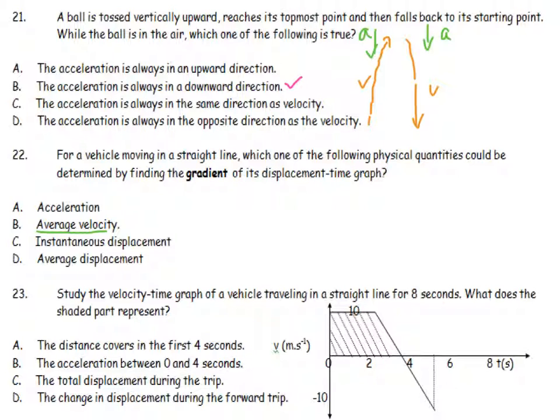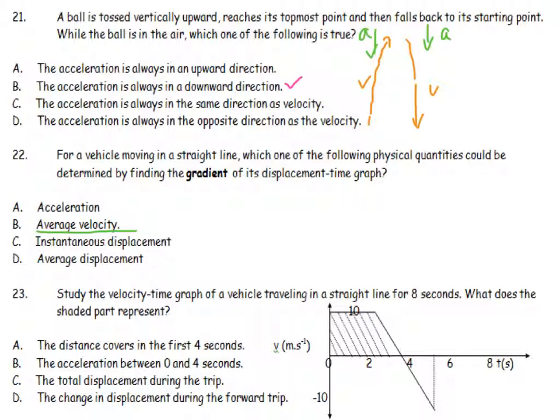And finally, study the velocity time graph of a vehicle traveling in a straight line for 8 seconds. What does the shaded part represent? Okay, so this is a velocity time graph, which means that the area under the graph is going to be equal to the displacement of the object. If it's all in one direction, then I can even say it's the same as the distance. So it's the distance it covers in the first 4 seconds. That seems like a pretty good answer.